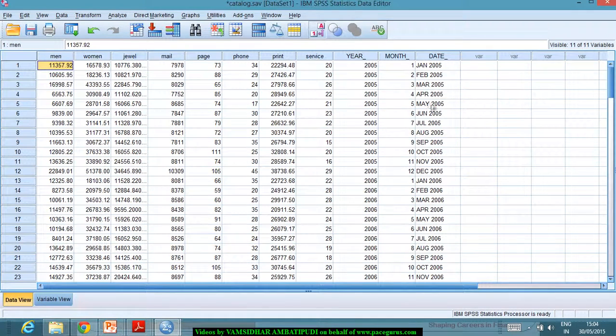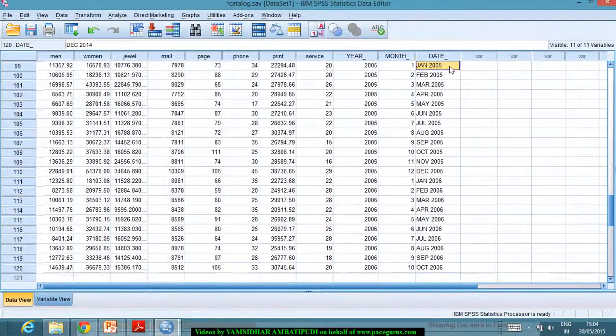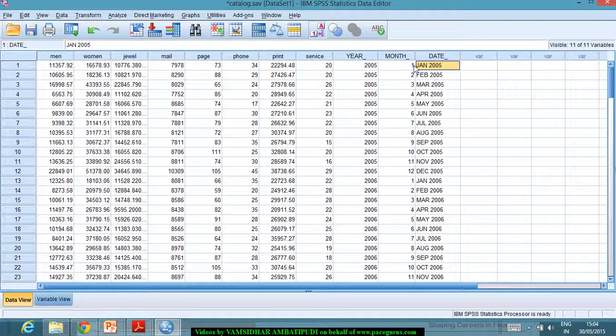Now, probably if I look at the data set, I am using a data set called catalog. If I look at this data set, this is collecting the monthly sales data right from 2001 January till December 2014. Over a 10-year period, the data has been captured. What is that data? The sale of men's clothing, some thousands of dollars or whatever it is. So the sale of men's clothing, the sales of women's clothing, the sale of jewelry by that particular mall.